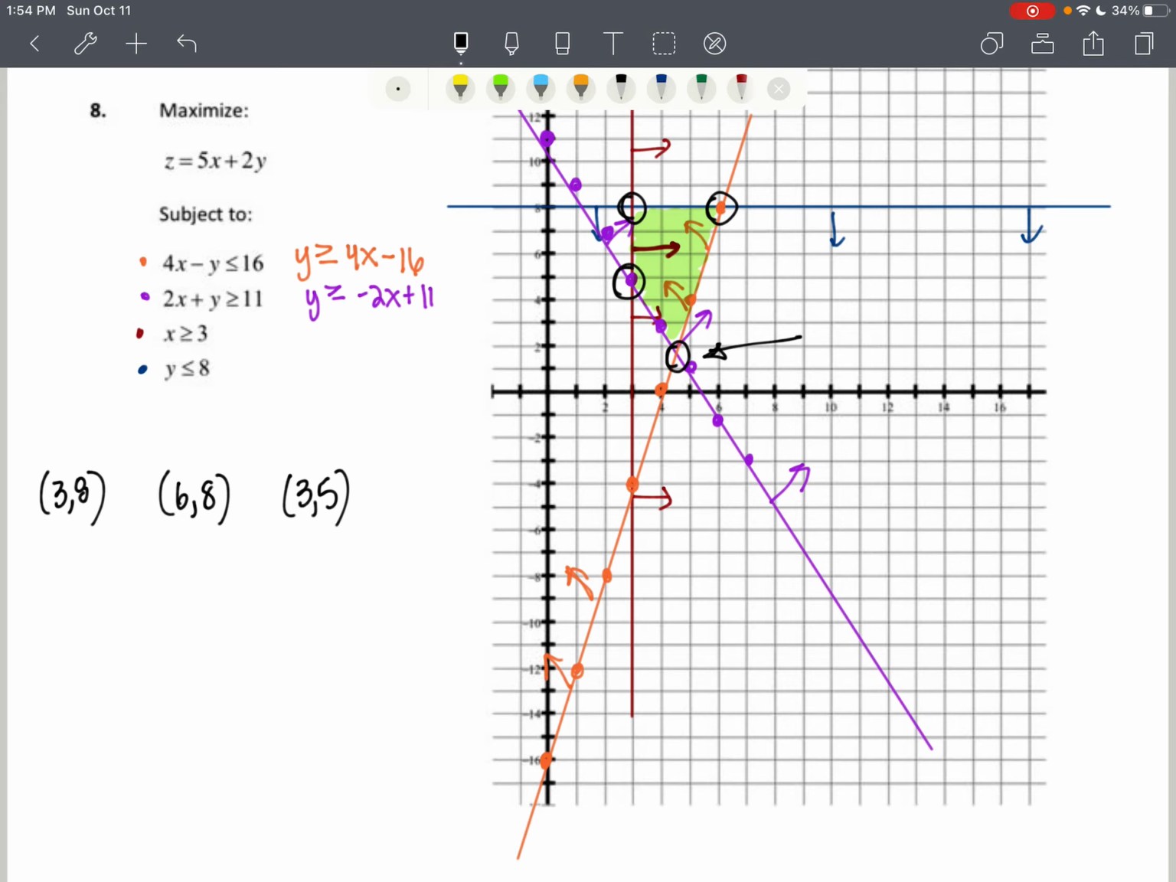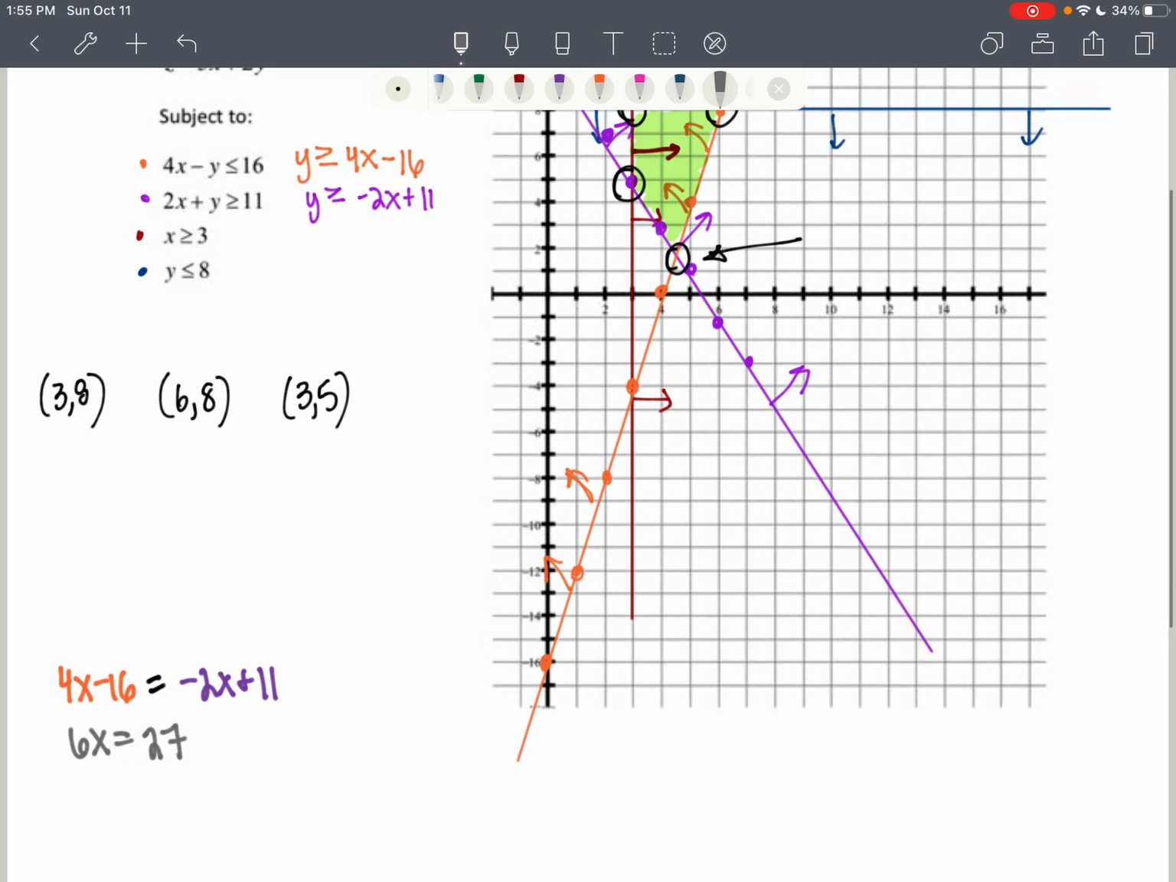It looks like I've got fractions all the way. So let's look at the purple and the orange. We're going to set them equal to each other. So 4x minus 16 is going to equal negative 2x plus 11. I'm going to add 2x to both sides. I'll add 16 to both sides. I get 27 over 6. That's going to equal 9 over 2. So the first part of that ordered pair is 9 over 2.